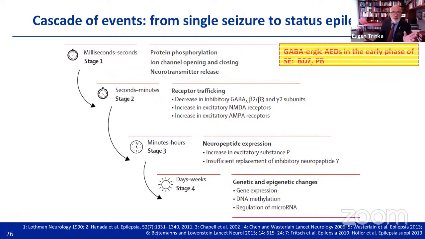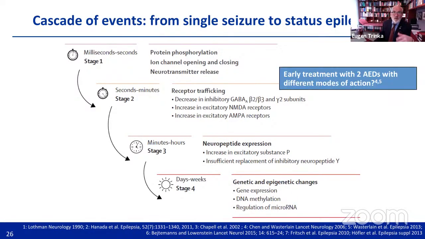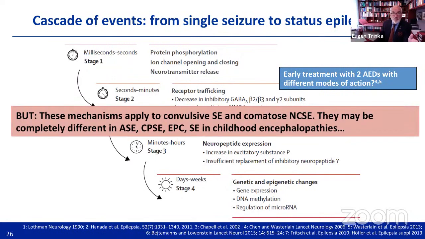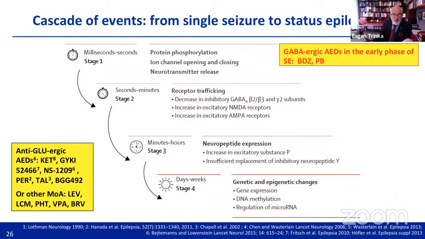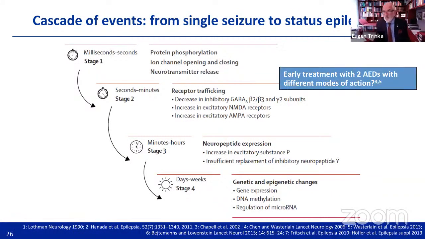Löwenstein showed that you have early changes with protein phosphorylation, neurotransmitter release, and you have also later changes, with receptor trafficking, neuropeptide expression, and genetic changes. In the early phase, GABAergic treatment makes sense, and in the later stages, other mechanisms of action seem to be a good choice. But we may also think about early treatment with 2 anti-epileptic drugs, different modes of action.